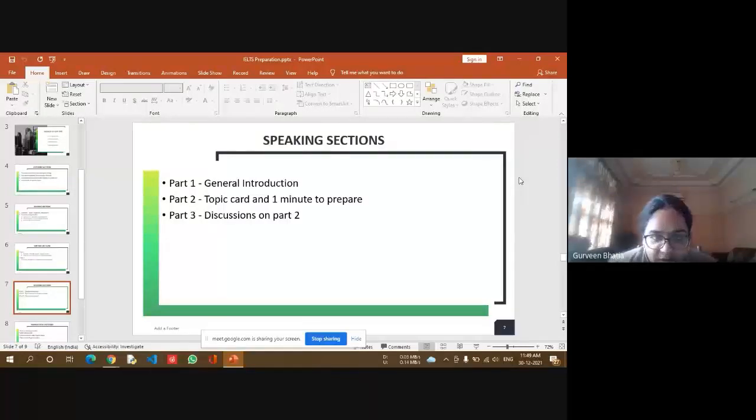There are three parts in the speaking section as well. The first part is general introduction. The second part is topic card. In the second part, you will be given a topic card. You will be given 1 minute to prepare yourself, and then they will ask you to just speak on that particular topic. And the third part is discussion on part two.